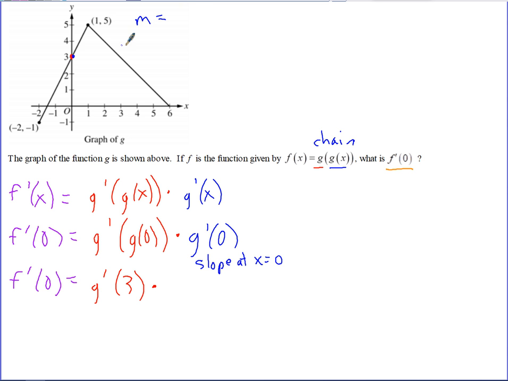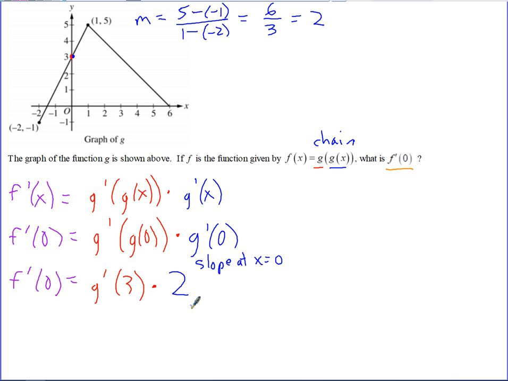The difference of the y is 5 minus negative 1 over the difference of the x is 1 minus negative 1. So you get 6 over 3. You can see that if you look at it carefully, it does go up 2, right 1. So the slope is 2 there.